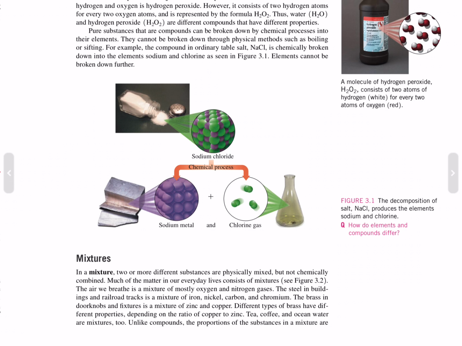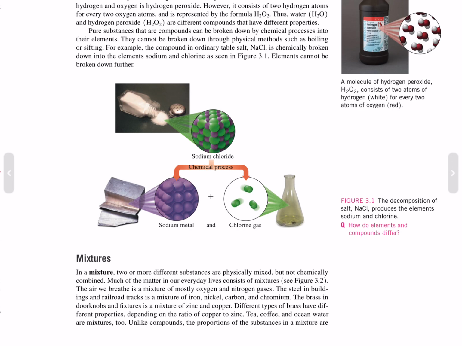Mixtures. In a mixture, two or more different substances are physically mixed, but not chemically combined. Much of the matter in our everyday life consists of mixtures. The air we breathe is a mixture of mostly oxygen and nitrogen gases. The steel in buildings and railroad tracks is a mixture of iron, nickel, carbon, and chromium. The brass in doorknobs and fixtures is a mixture of zinc and copper. Different types of brass have different properties, depending on the ratios of copper to zinc. Tea, coffee, and ocean water are mixtures too.